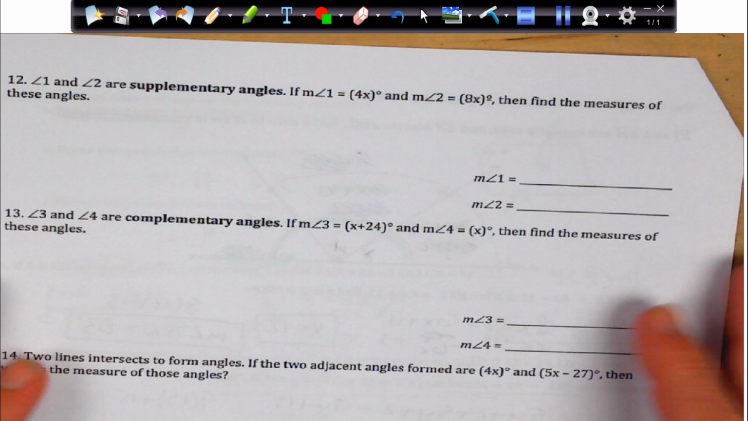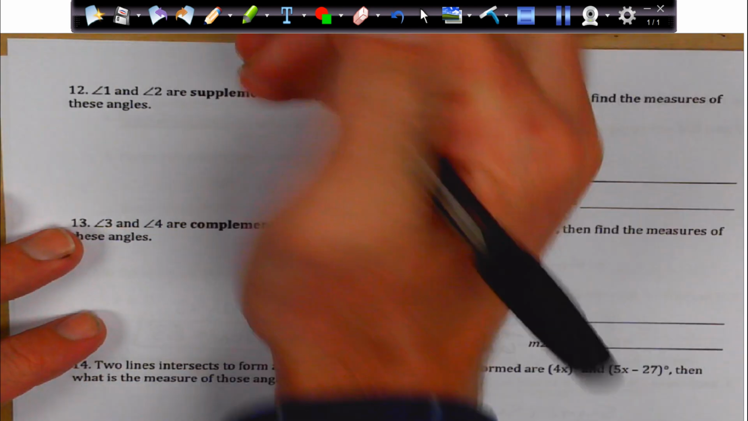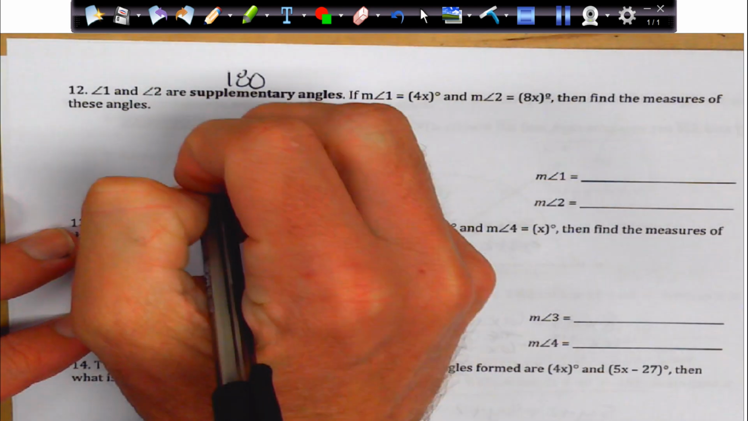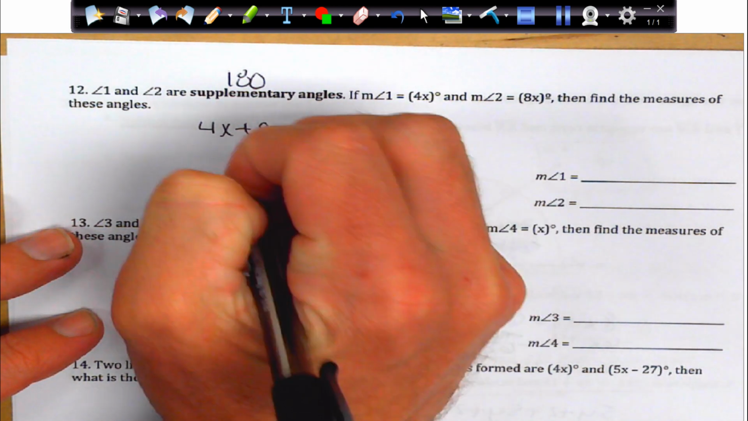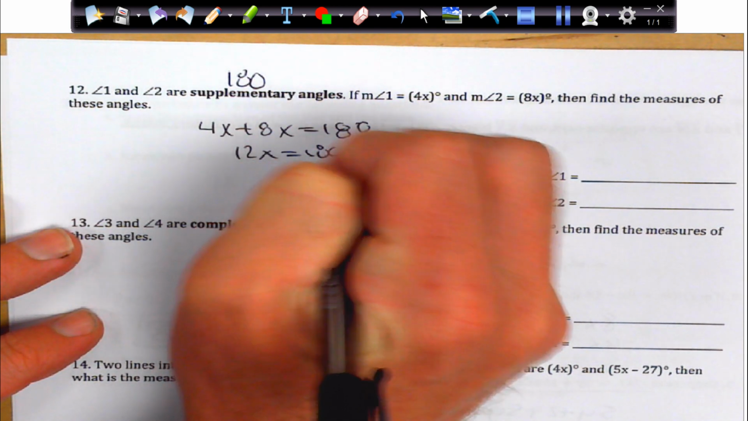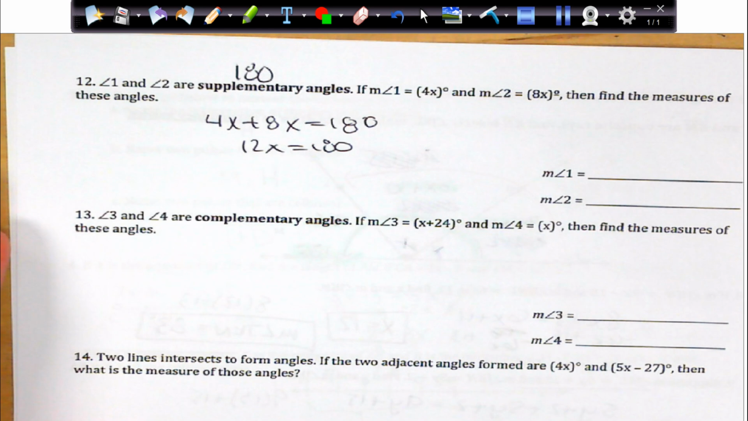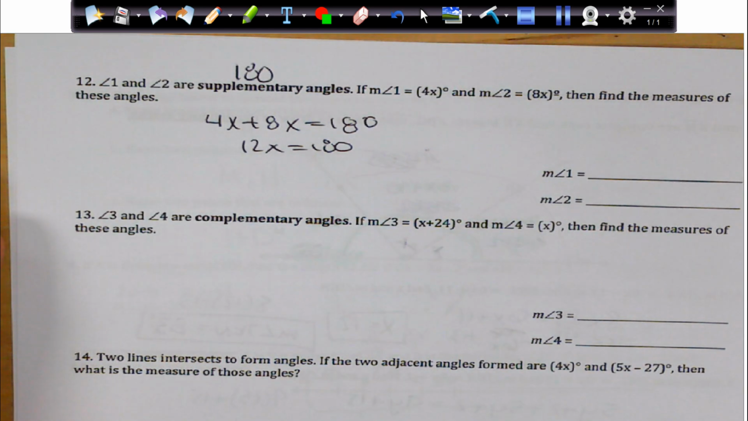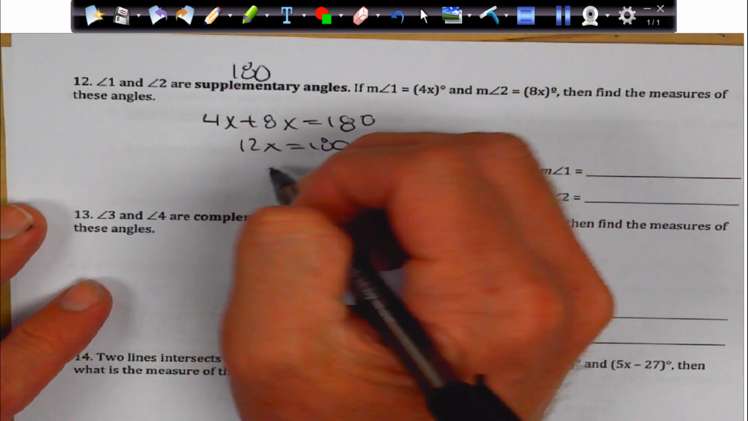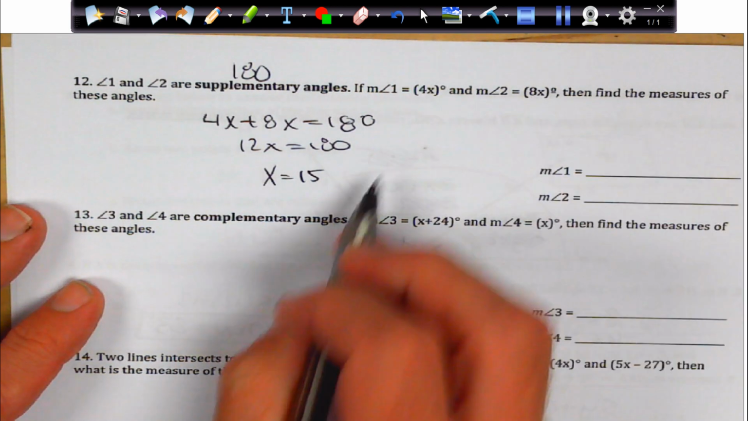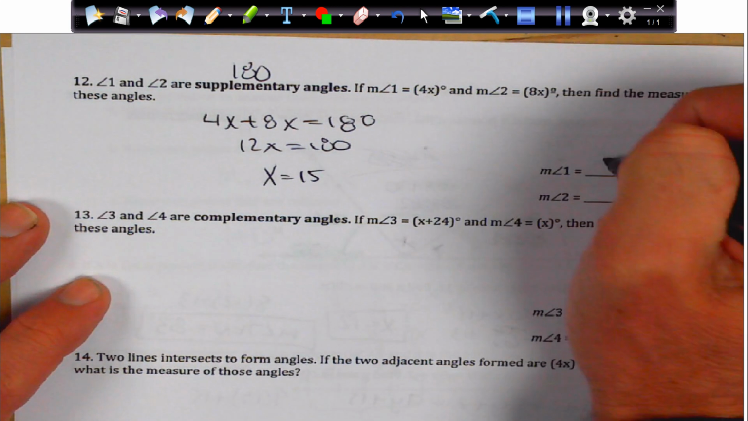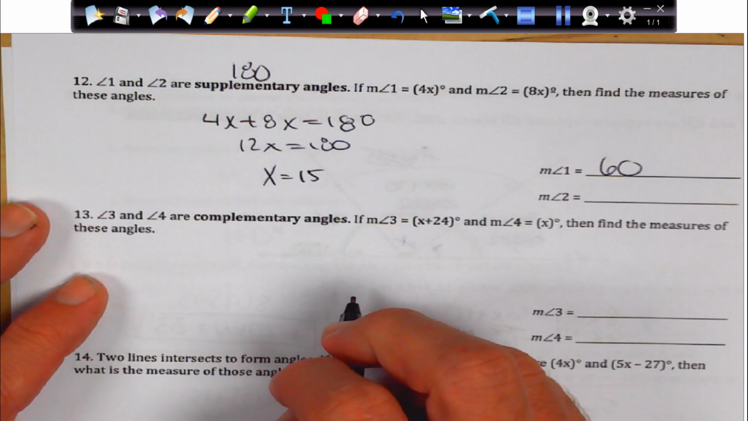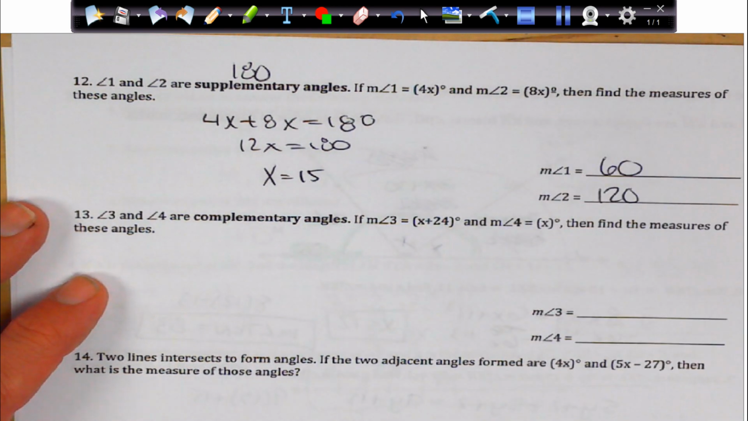Okay, if we weren't done yet, we still got some more. Supplementary angles. Okay, what do they do? They add to 180. So we're going to get 4x plus 8x equals 180. That's just 12x equals 180. So that one's pretty easy. Divide by 12, and we get x equals 15. And then it says find the measure of each angle, so it's just 4 times 15. So that's 60, and 8 times 15 is going to be double that, 120. Those do add to 180.